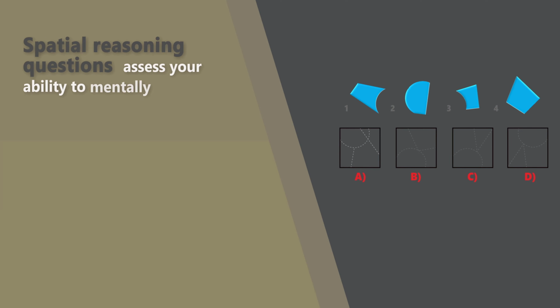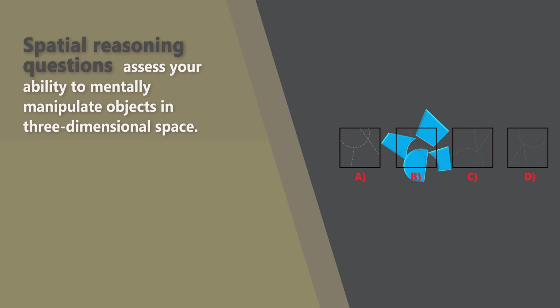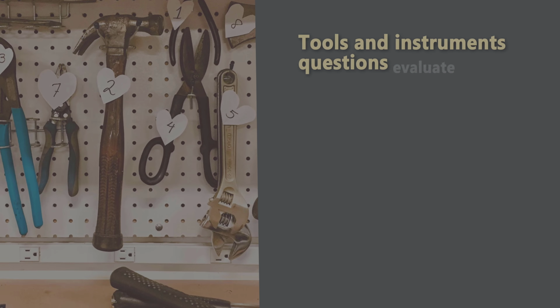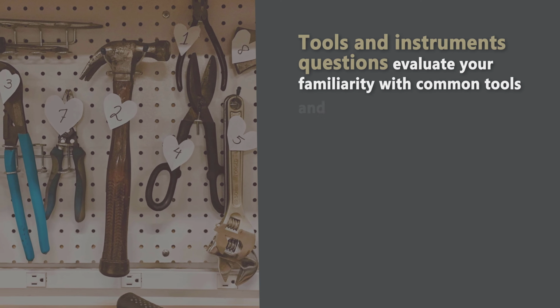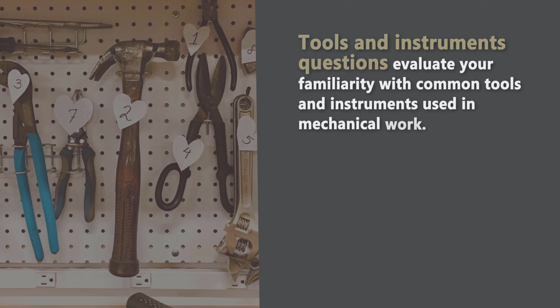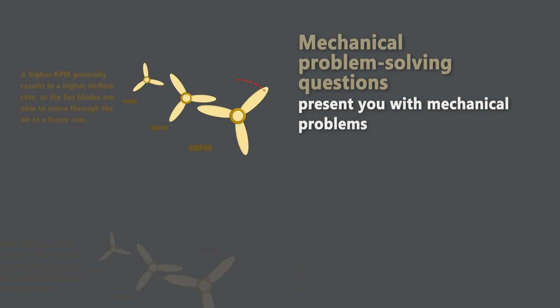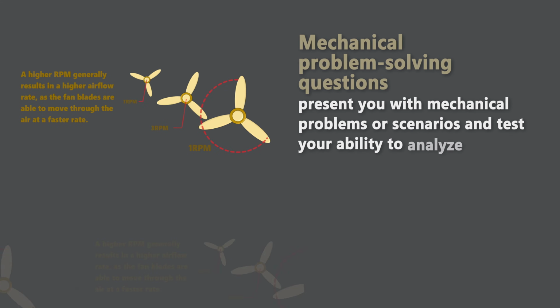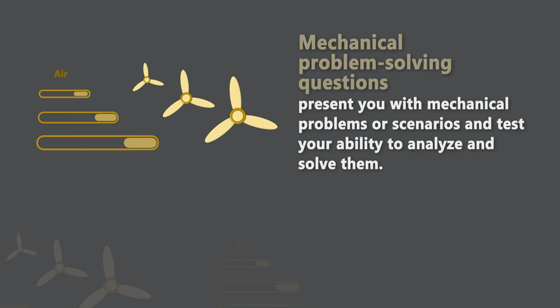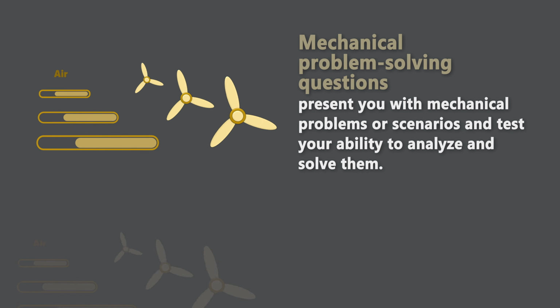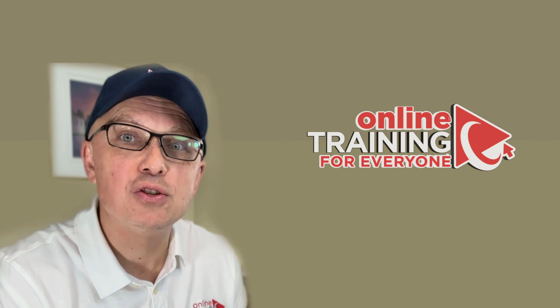You also get spatial reasoning questions in this test, which assess your ability to mentally manipulate objects in three-dimensional space. Some questions focus on tools and instruments, and they evaluate your familiarity with common tools and instruments used in mechanical work. And last but not least, the category is mechanical problem-solving questions, which present you with mechanical problems or scenarios and test your ability to analyze and solve them. Let's look at some sample mechanical aptitude questions we typically see on the test.